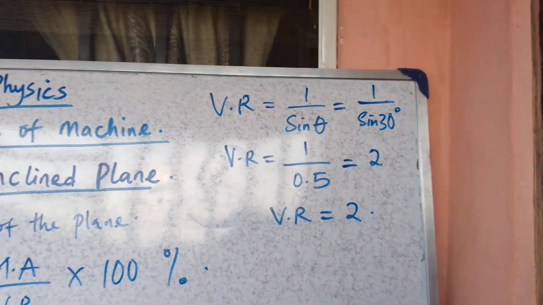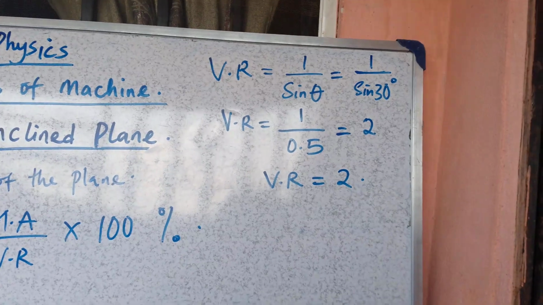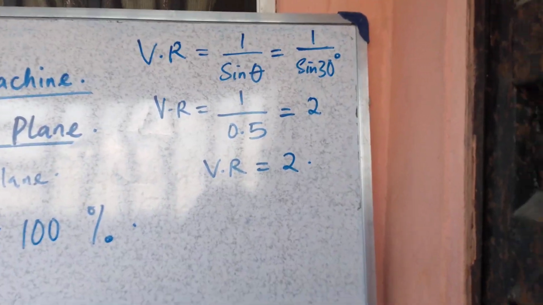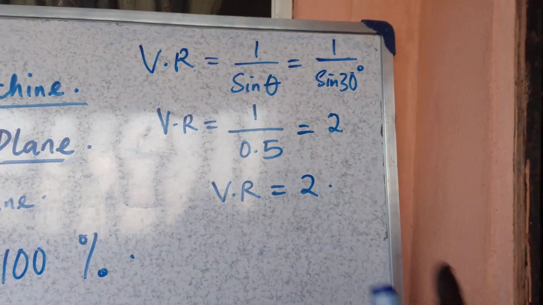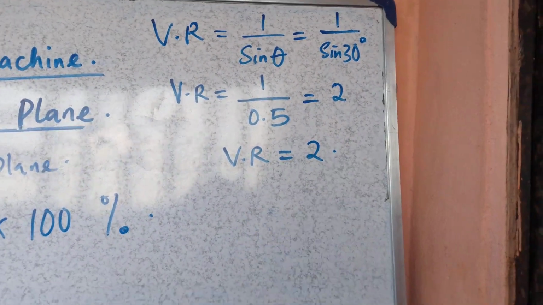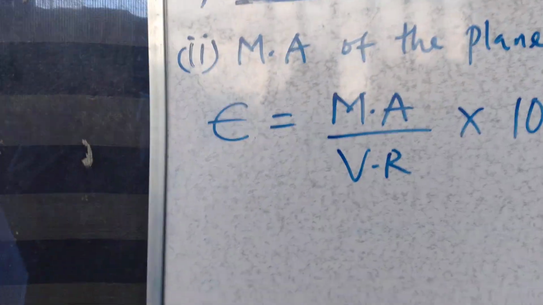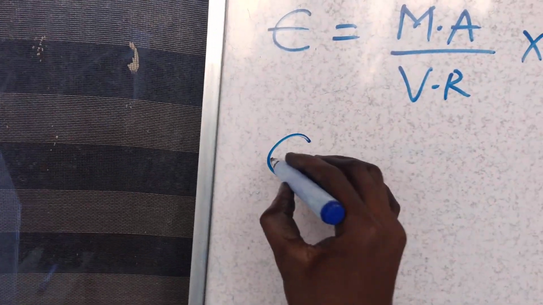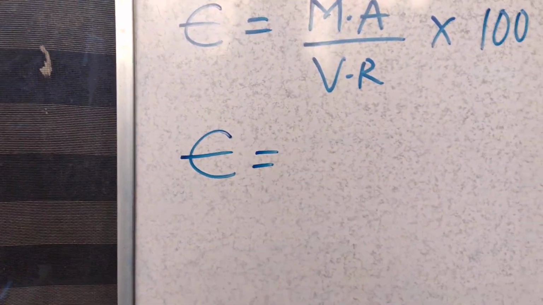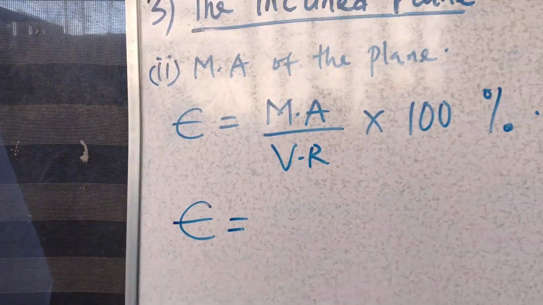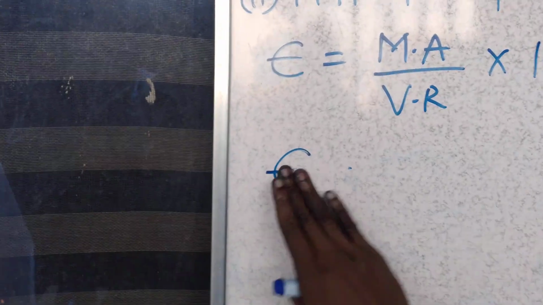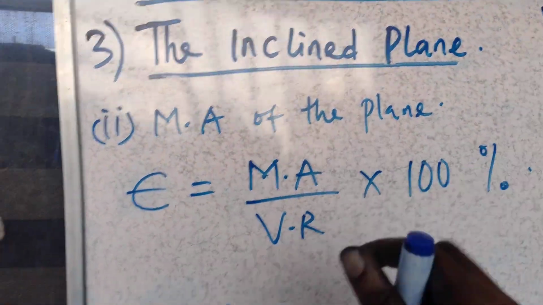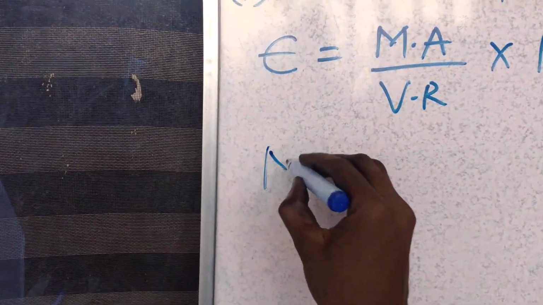So velocity ratio is 1 over sine theta. Theta is 30 degrees, so that is 1 over sine 30. Sine 30 is 0.5 with your scientific calculator. Now 1 divided by 0.5 gives me 2. So my velocity ratio is 2. I can then make use of the efficiency formula, but we suspend this first. Let's first look for the mechanical advantage.